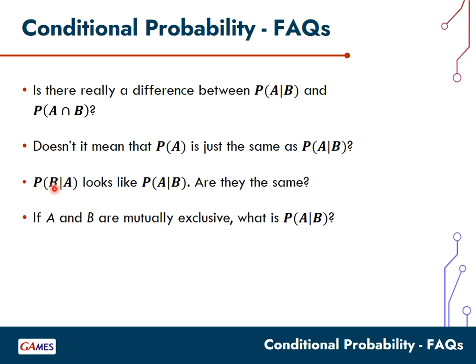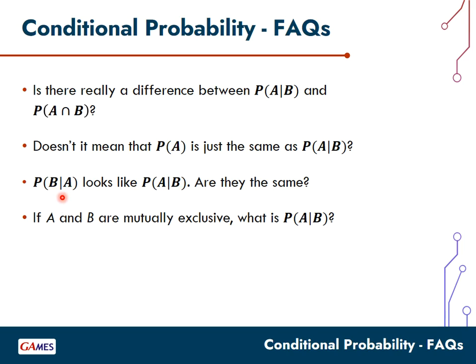Then another question: probability of B given A looks like probability of A given B. Are they the same? Now this one is quite tricky. But remember one thing here. You look at this event B given A. You have to interpret which one of these two has occurred and which one you are trying to compute or estimate. So for this one, which one has occurred? And for this one, which one has occurred?